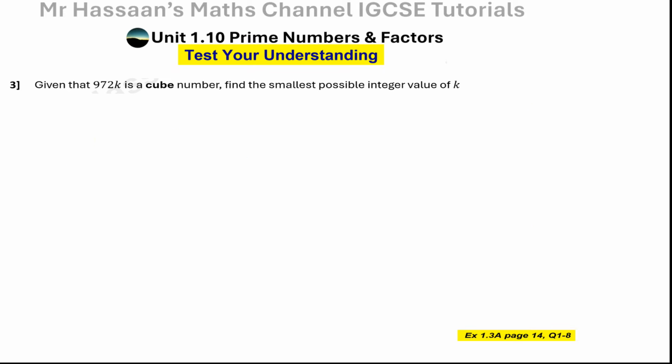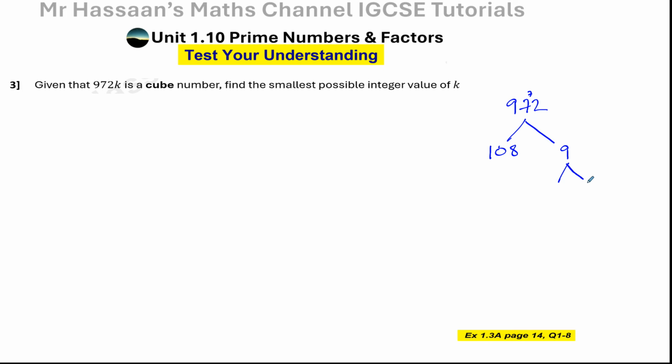As for question number 3, it says, given that 972k is a cube number, find the smallest possible integer value of k. So again, let's take 972 and split it up into its different parts. Again, 9 goes into this, because if you add the digits together, you get 18, and 9 goes into 18. So for 3 and 9, those divisibility rules will work. That will make life easy for us. So we know that 9 is one of the factors, and the other factor, well, 9 goes into 9 one time, 9 goes into 7 zero times, remainder 7. So 9 into 72 goes 8 times.